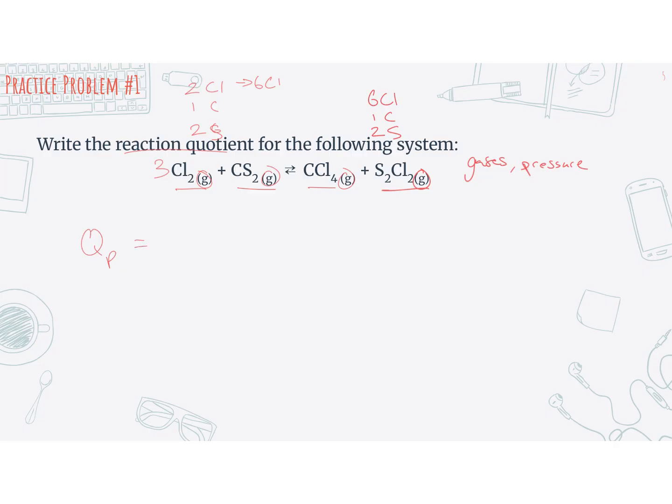The expression here is going to be the partial pressure of CCl4 raised to the power of 1 because there is nothing in front of it. Then it's going to be times the partial pressure of S2Cl2, again raised to the power of 1 because it has no coefficient. That is divided by the partial pressure of Cl2 raised to the 3rd power because that is our coefficient, times the partial pressure of CS2 raised to the power of 1. And so this would be the reaction quotient for this system right here, and you can calculate the ratio of products to reactants at any given time of this reaction.